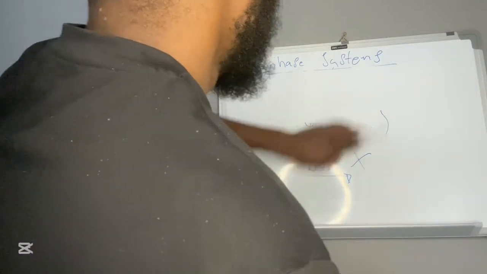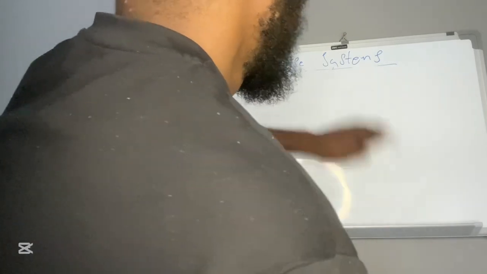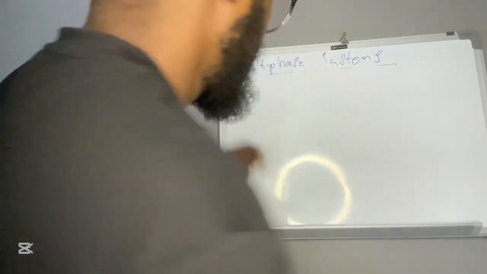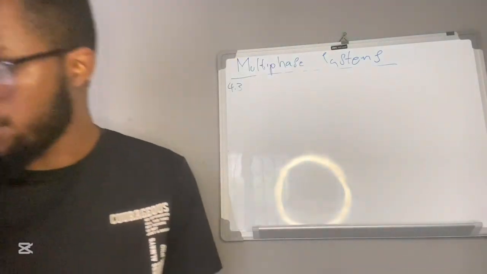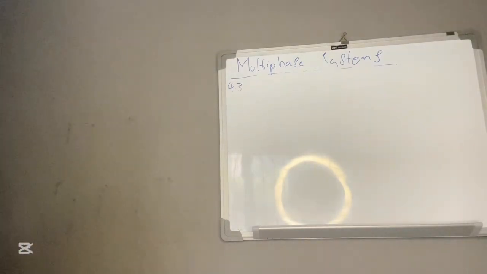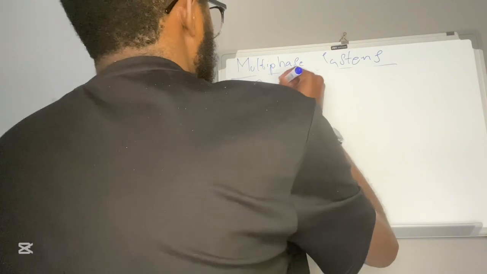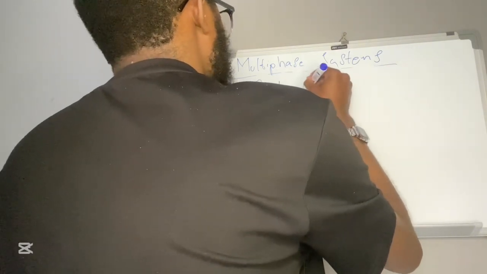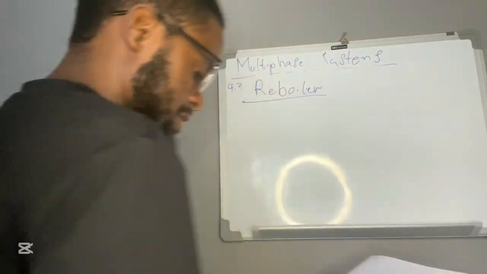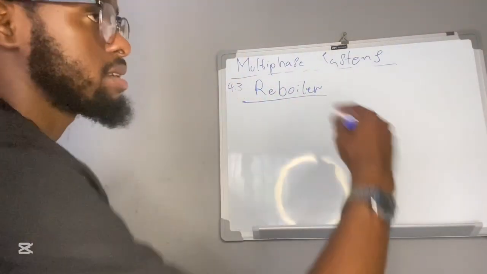Now we go to the last one, the reboiler, right? So in the reboiler, is there any external info? Yes, there is external info in the reboiler.